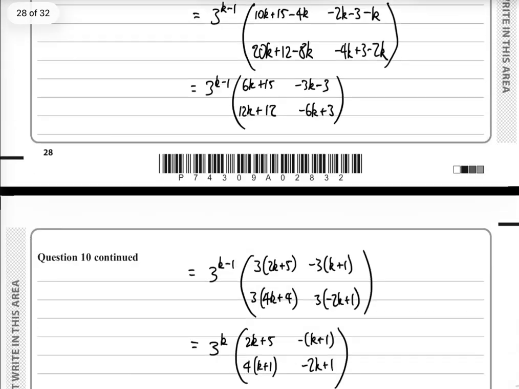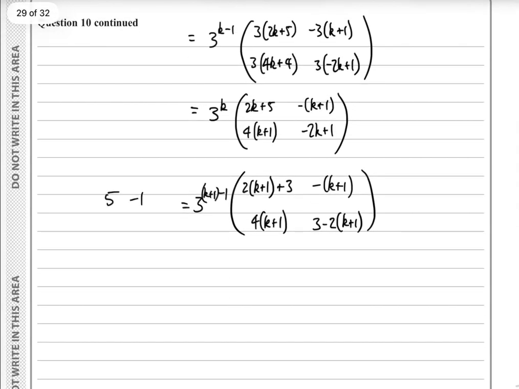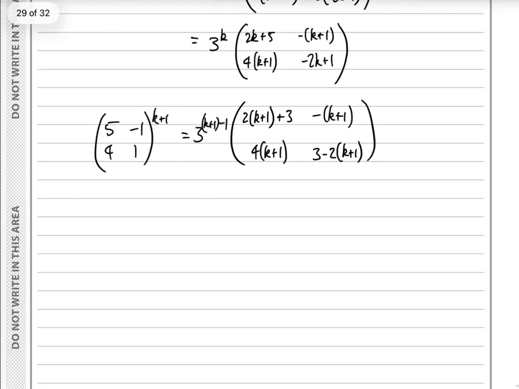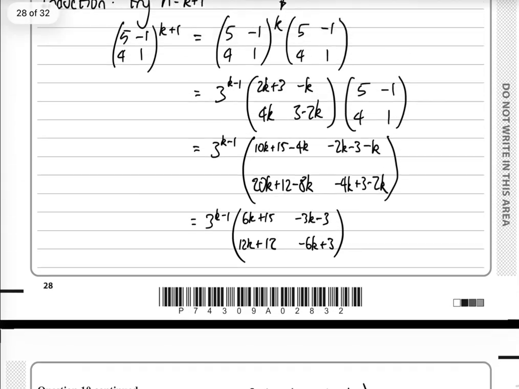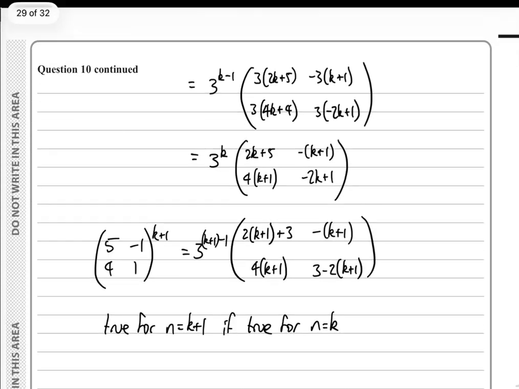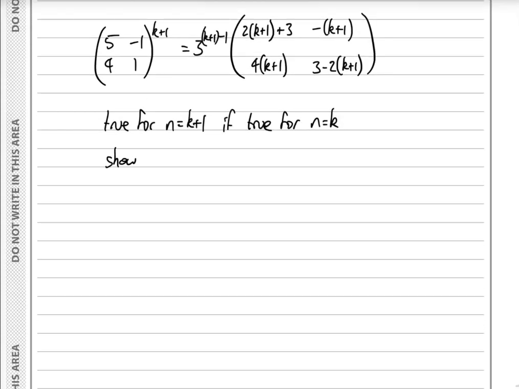And still on the left here is 5 minus 1 4 1 to the k plus 1. So it is true for n equals k plus 1 if it's true for n equals k, because we used that assumption step at the top right near the beginning. And we've shown it's true for n equals 1, therefore true for all positive integers.